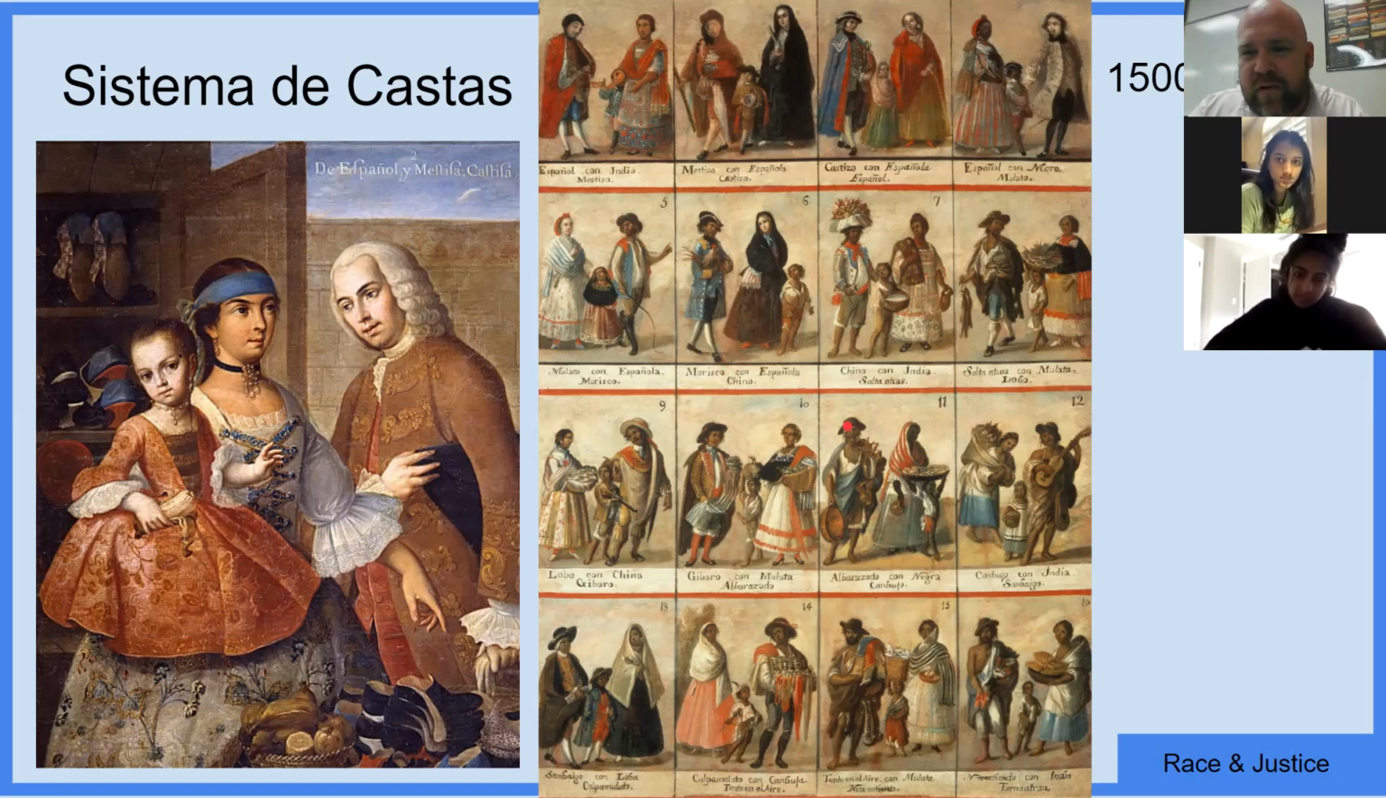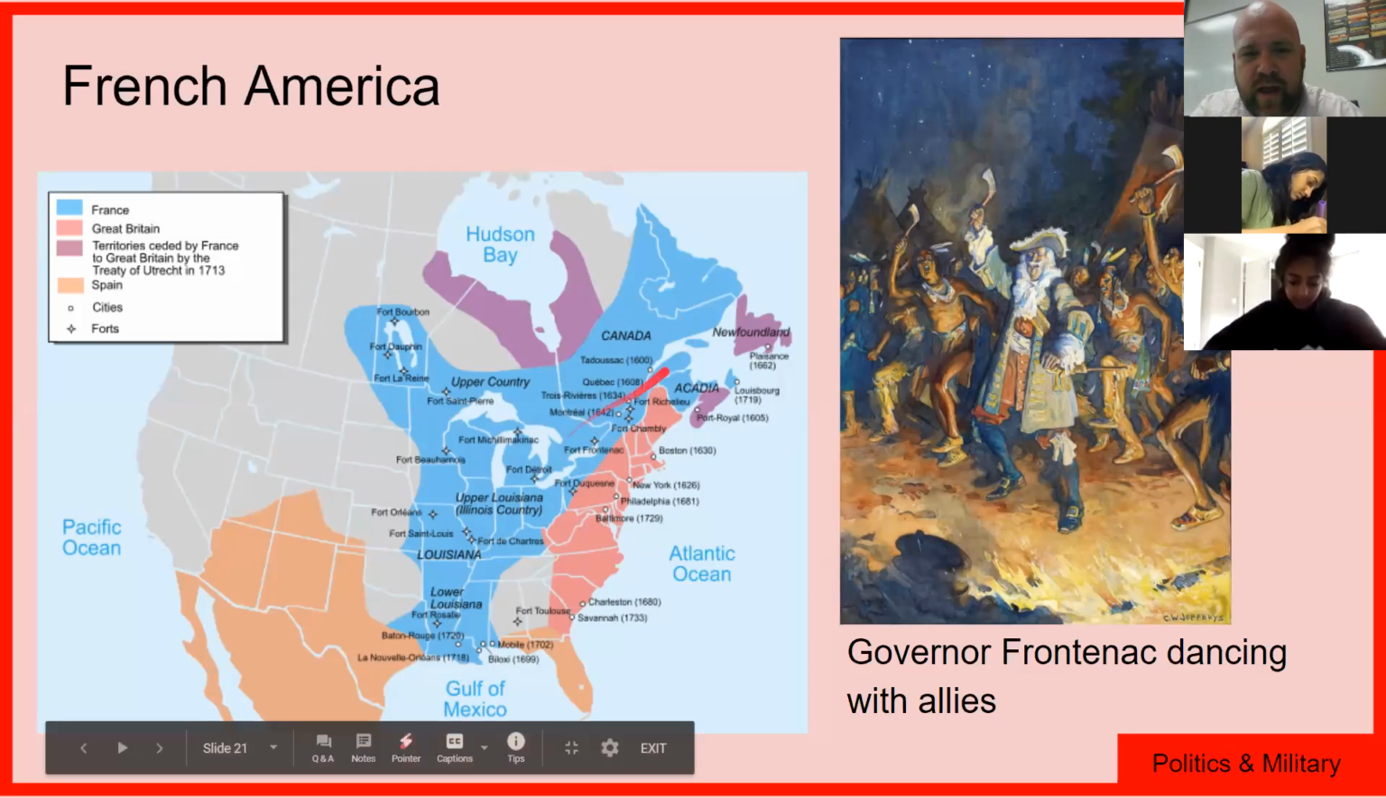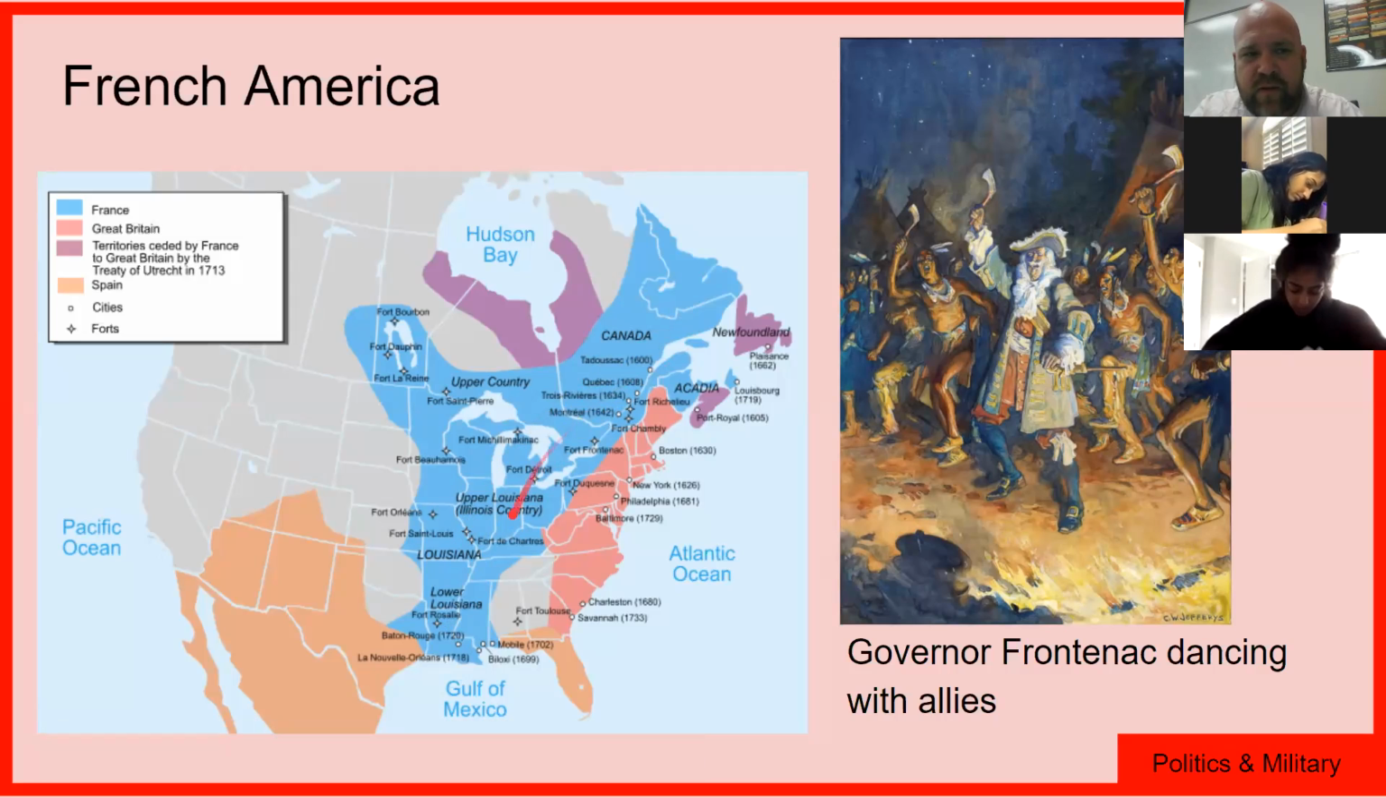Let's move to the next number. Big number M is French, the Frenchy French. The Frenchies occupy this whole big blue section in the middle. Here's the Brits over here, here's the Spanish over here, here's the French. The French are very different because the French bring almost zero women. It's almost 100% men.